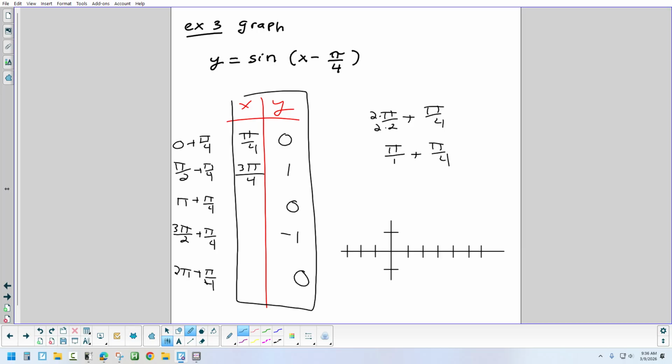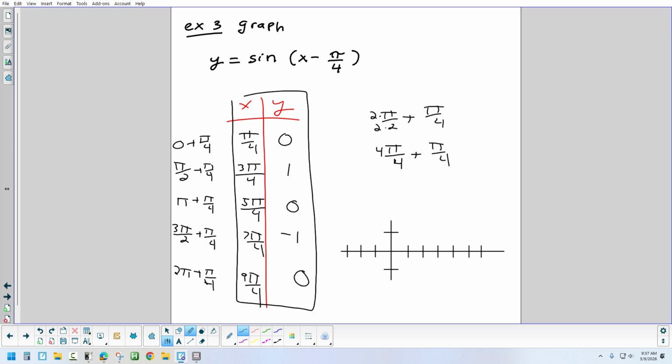What's the common denominator this time? 4. It's going to be 4 for all of them. Times the bottom by 4, top by 4. 5 pi over 4. Just adding 2. Yeah, the numerator just goes up by 2 each time. So the next one? 7 pi over 4. And the last one? 9 pi over 4.